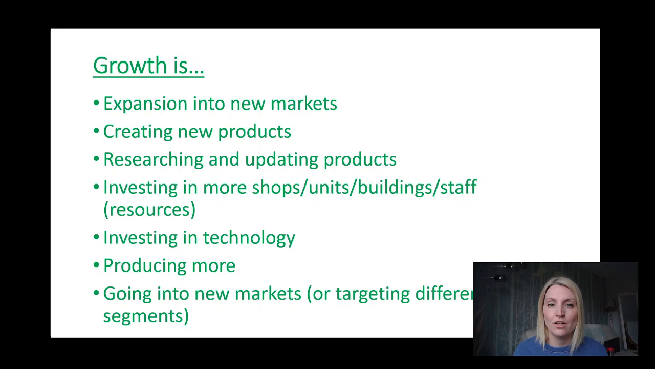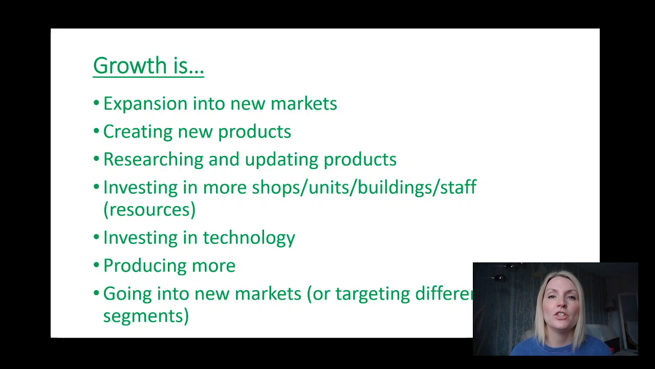Researching and updating new products. iPhone and tech companies are always using research and development, bringing out a new version. It also applies in fashion, so the Nike Air Max, they're always bringing out a new one, updating them, researching runners and fashion. They might invest in more shops, more units, building staff. According to a Tesco annual report, some of their aims are to expand by offering more stores across the UK, Tesco Metro, Tesco Express, that kind of thing.